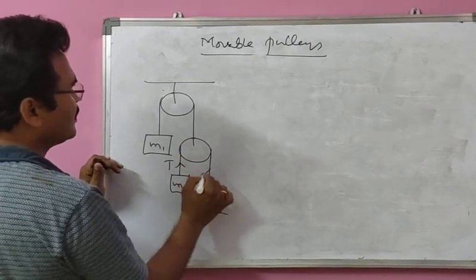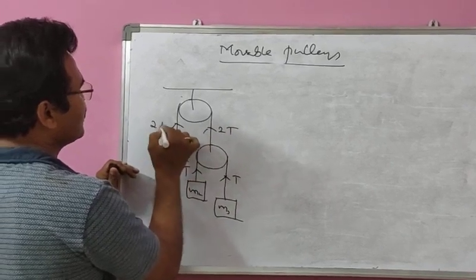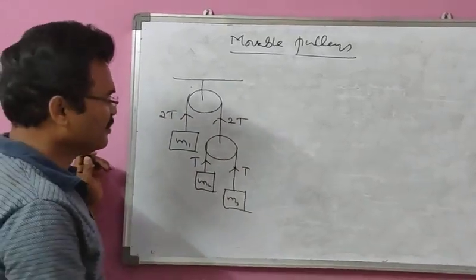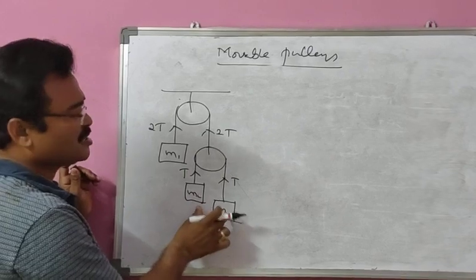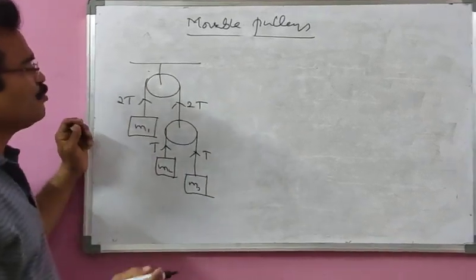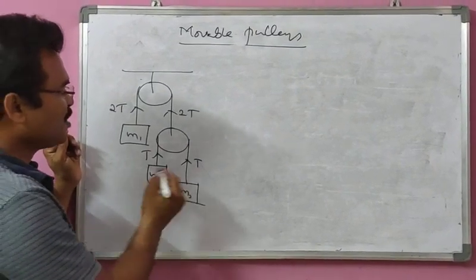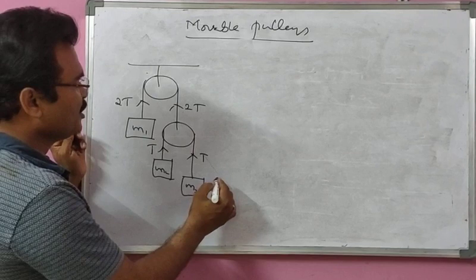I am starting here. This is tension T, and this becomes 2T here. This is also 2T here. Remember, because these two masses are more, naturally the system will go down here. Therefore, how do we find the tension value here?